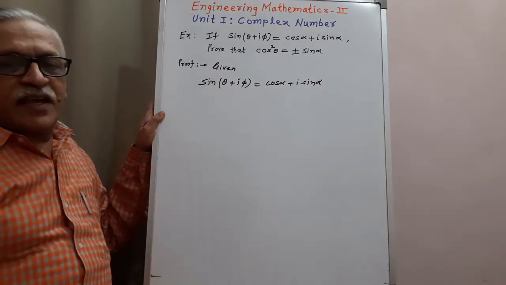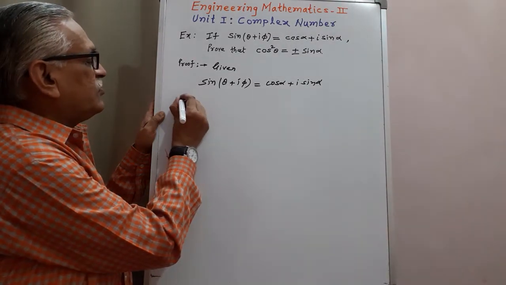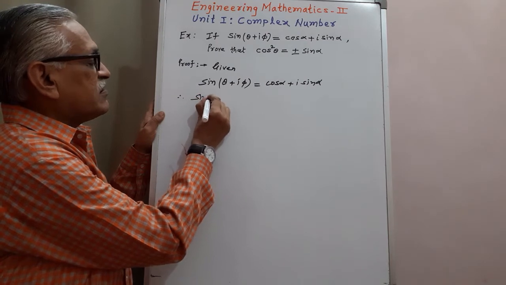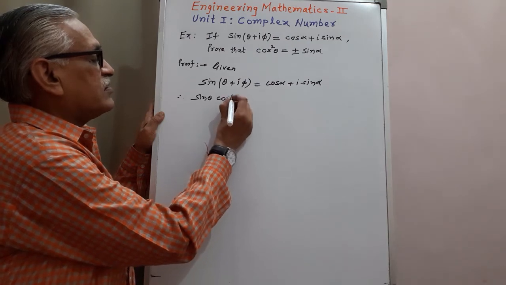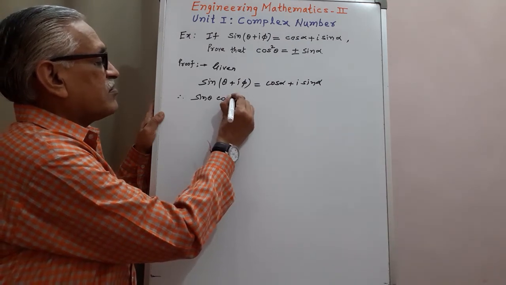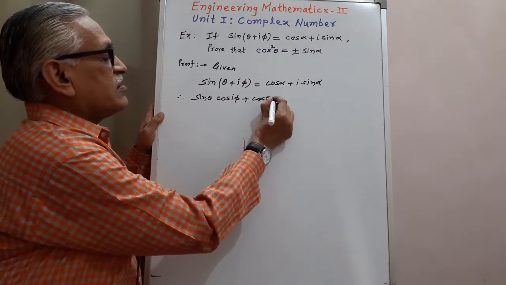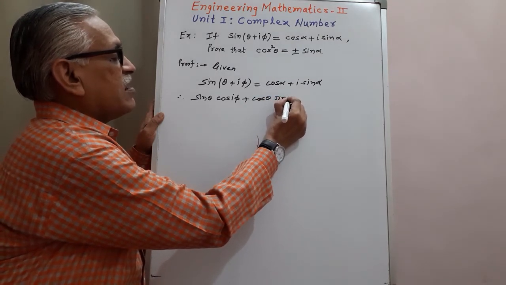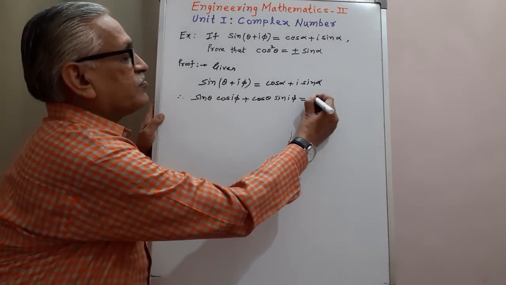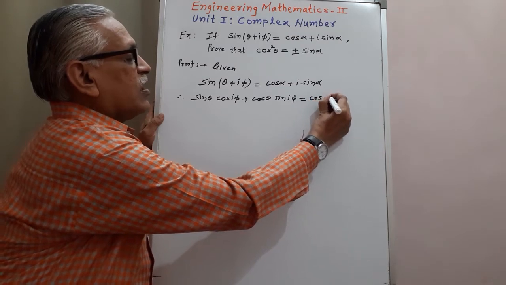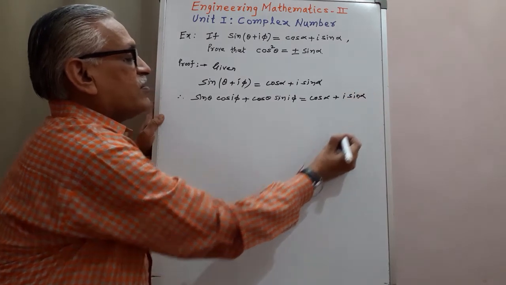Expanding this by the sin(A + B) formula, its expansion is sin A cos B + cos A sin B, and therefore it is sin θ cos(iφ) + cos θ sin(iφ) = cos α + i sin α.